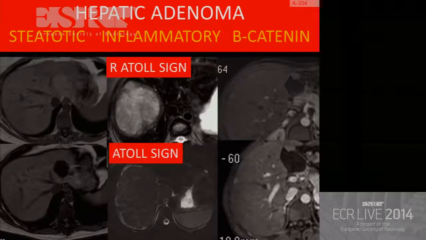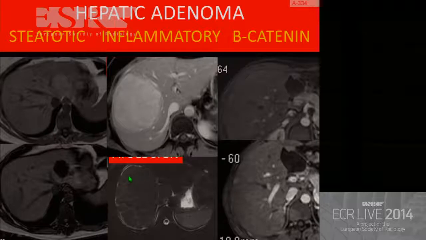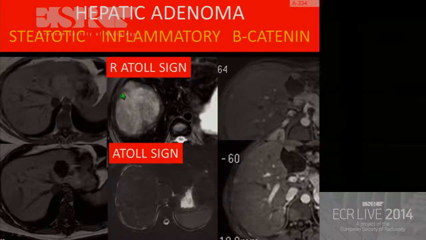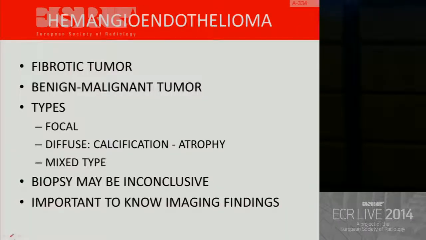How about hepatic adenoma? I won't touch on that, but there are some useful signs, which is called the atoll sign. You can see that the enhancement pattern and also T2 signal might be important to diagnose this inflammatory adenoma. And this is, we call in our practice, the reverse atoll sign. We see it in some forms of inflammatory adenoma. Okay, again, this lesion is very important.